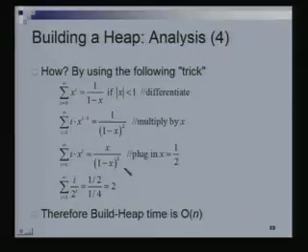So, that completes the analysis to show that one can build a heap in just order n time. The key thing here was that the build heap procedure went bottom up. It first created smaller heaps and then combined them into larger heaps by just using the heapify procedure repeatedly.